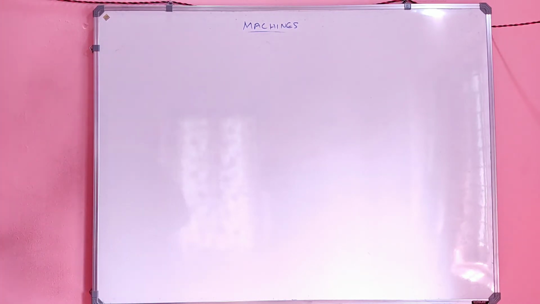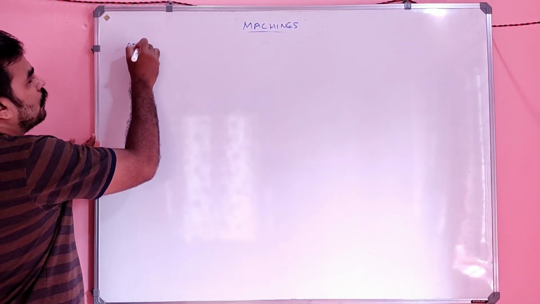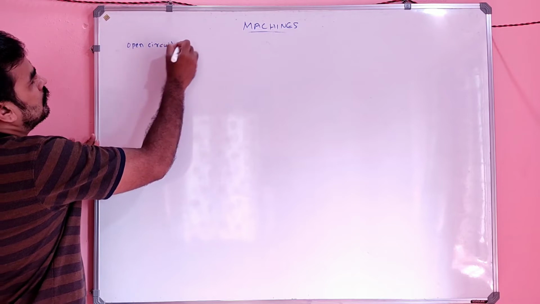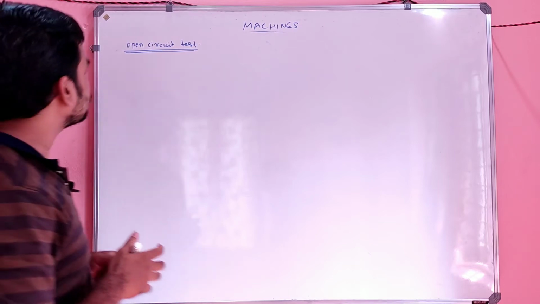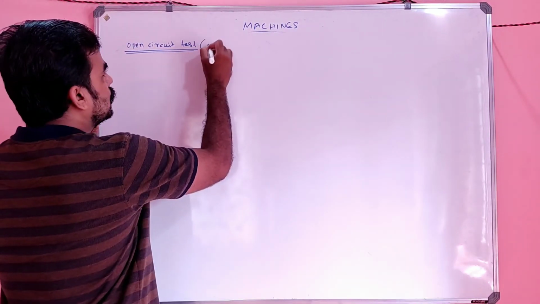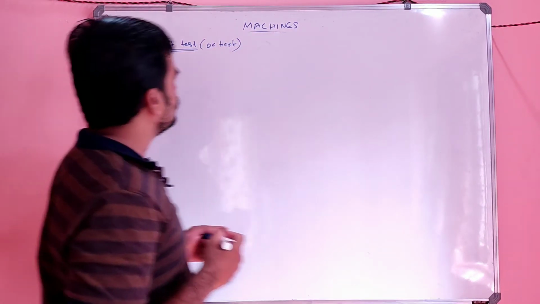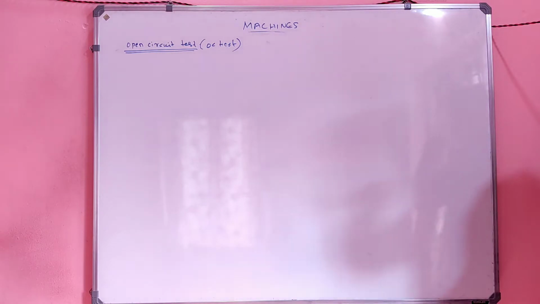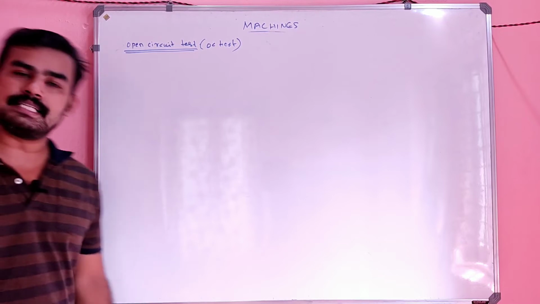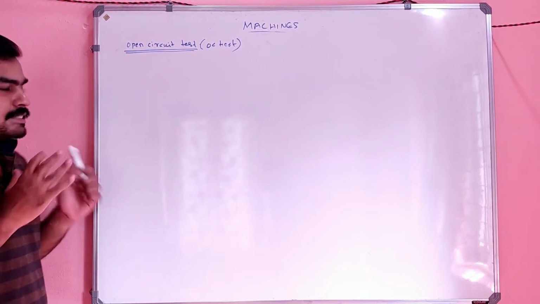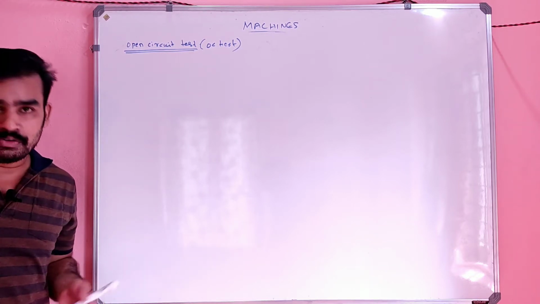So next you have to see a very, very important topic in transformers, which is nothing but the OC test, or open circuit test, sometimes called simply OC test, in a transformer. The purpose of doing the OC and SC tests is that these tests are used to find the equivalent circuit or the parameters of a transformer.